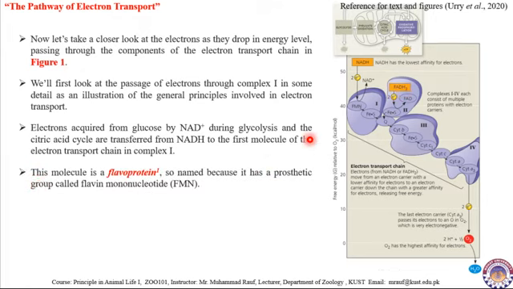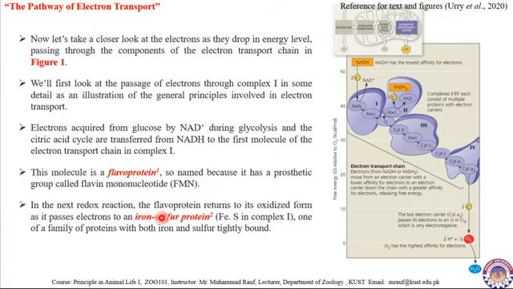Now, which is the first acceptor of electrons? Suppose NADH has arrived in complex 1 and it has donated its pair of electrons. Now, FMN is the first acceptor of electrons, a flavoprotein, so named because it has a prosthetic group called flavin mononucleotide. So in the electron transport chain, this is the first acceptor of electrons.